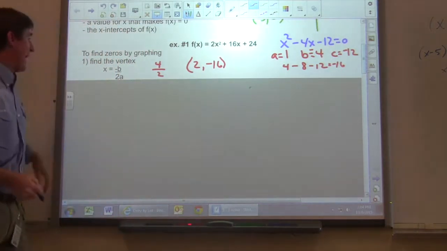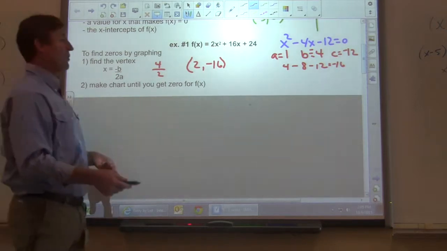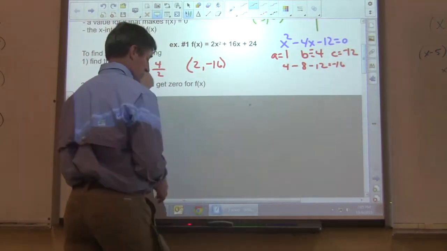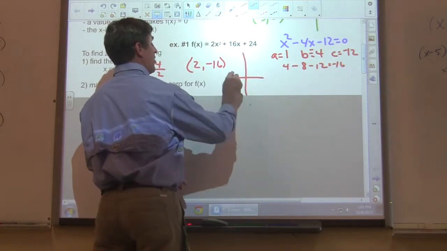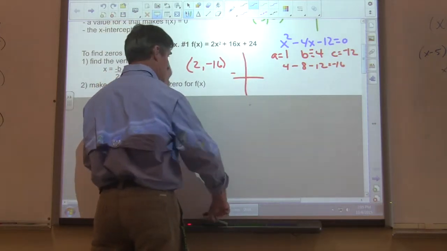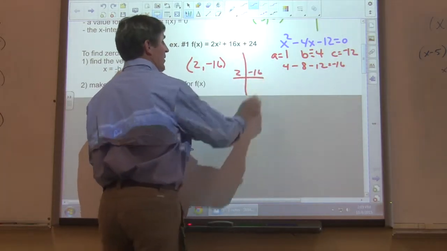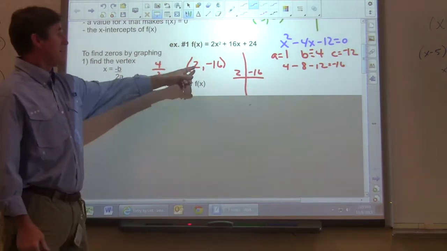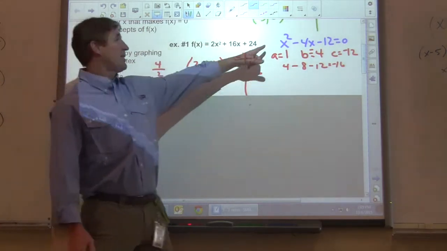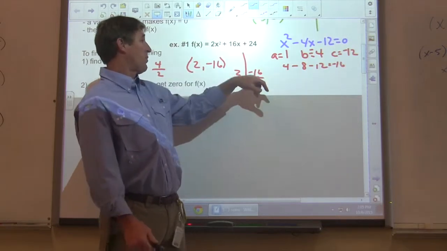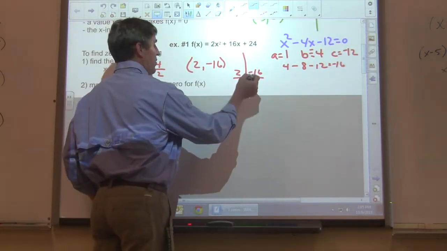So to do this by graphing, we're going to make a chart like we did for graphing before. And so let's make that right here. So remember, we started with our vertex, which is 2, negative 16. And one thing I would advise that you check, know where your vertex is. This is below the x-axis, and because a is positive, it opens up. So we know we're going to have 2 zeros. We just have to find them. You can go either direction.